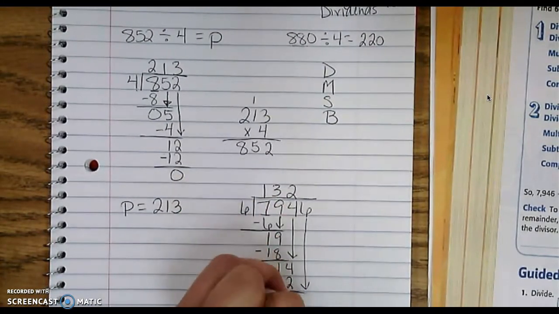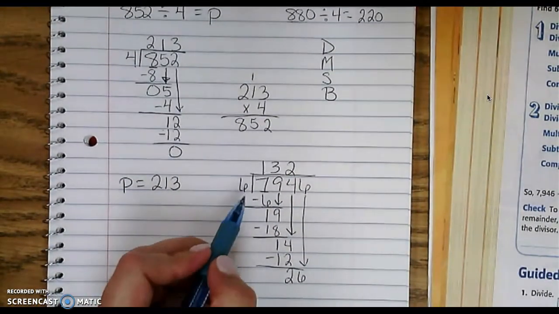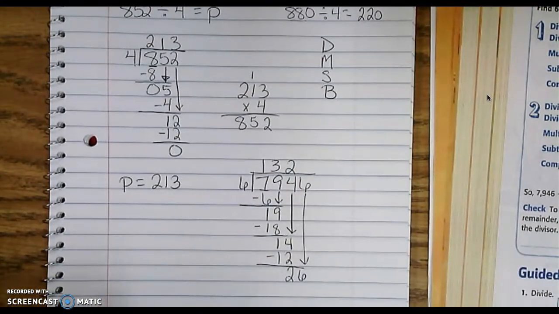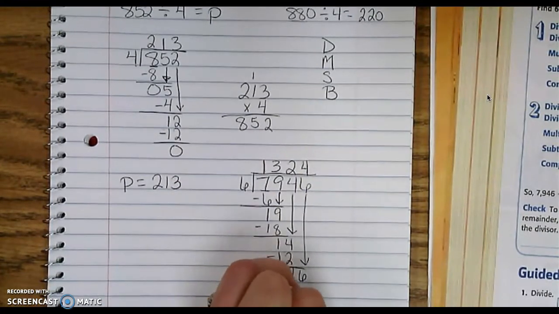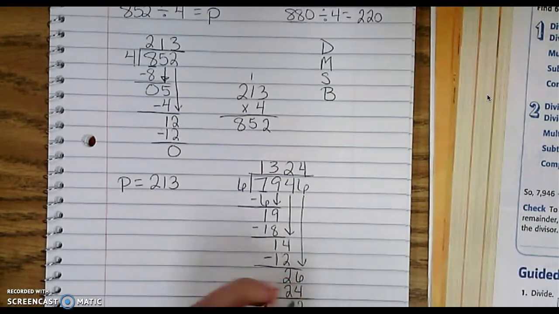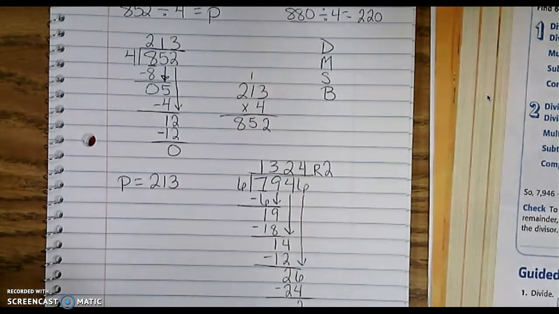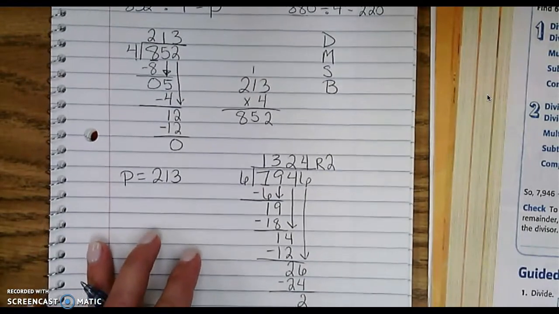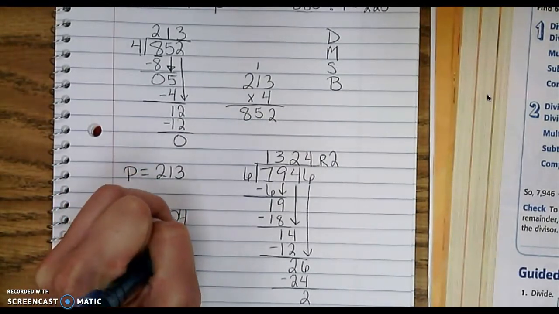So I keep bringing down single digits at a time until I run out of digits. And 6 divides into 26 4 times, because 6 times 4 is 24. When I subtract, I get 2. I have nothing left to bring down, and 2 is smaller than 6, so that becomes my remainder. So my answer would be 1,324, remainder 2.